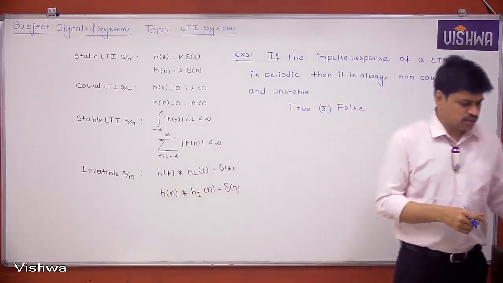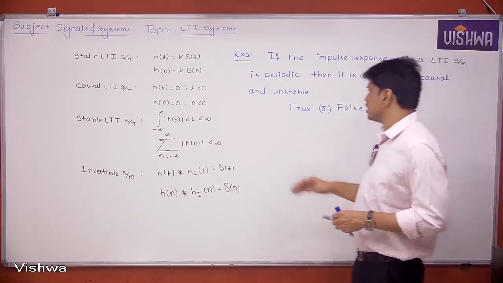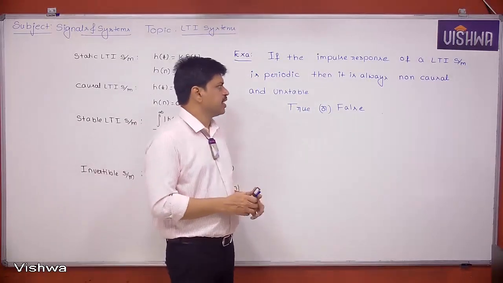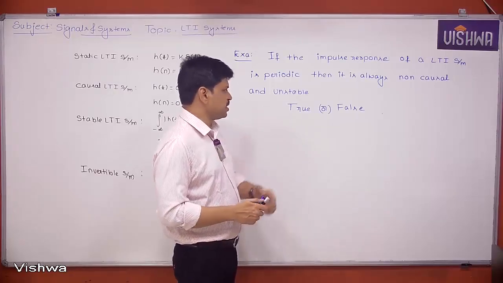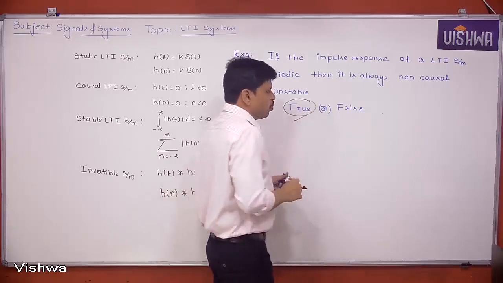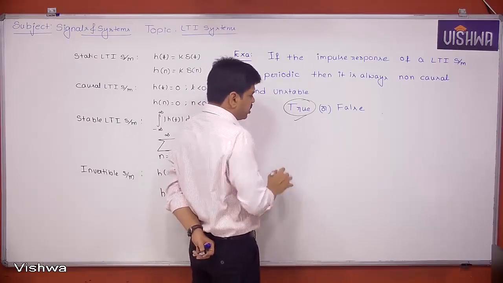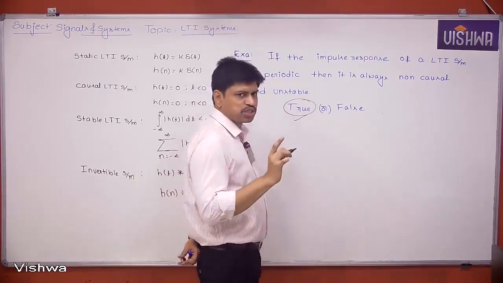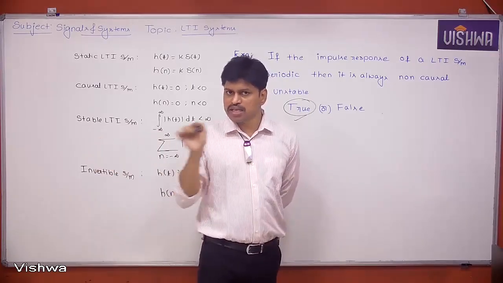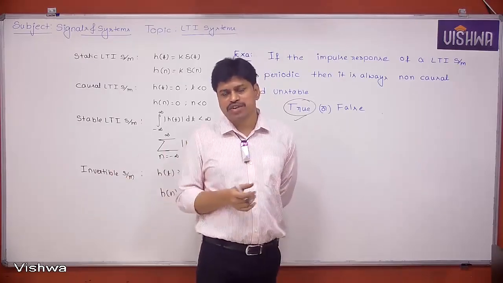Okay, so try to understand. They said the impulse response is periodic. That means h of t or h of n is periodic. Then it is always non-causal and unstable. Of course, it is true only. Correct. Why true, sir? Why can't it be false? Let's see. First, it is a periodic signal. If it is a periodic signal, the first and foremost condition has to be satisfied. It is existing from t equal to minus infinity to t equal to plus infinity. What is that supposed to mean? It is existing for negative values of time also.